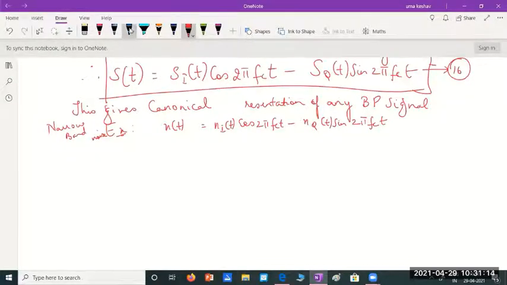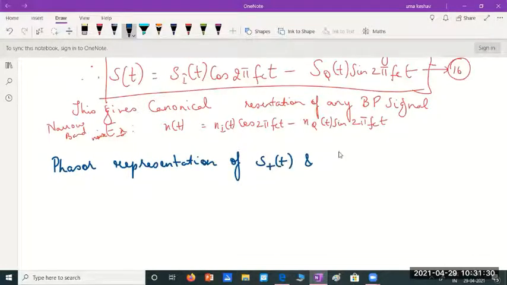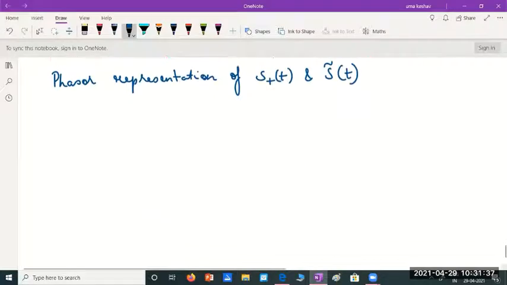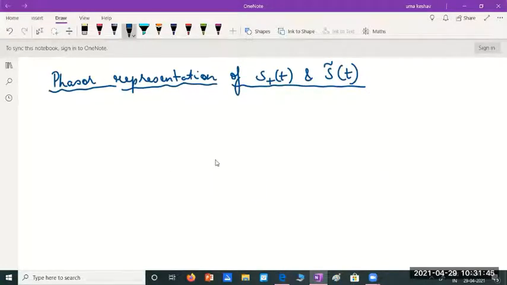Now, let us try to draw the phasors for all these signals. So, phasor representation. Next, let me consider the phasor representation of the pre-envelope and complex envelope of a signal. It was asked in some of the exams. So let's try to draw this. Recall all the equations. By now, writing the equation so many times, you should be familiar.